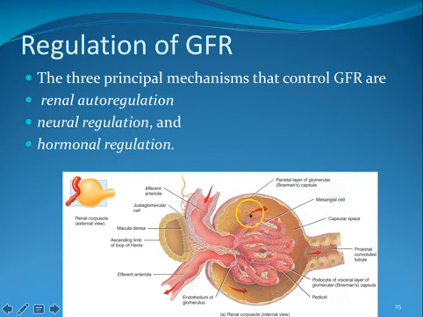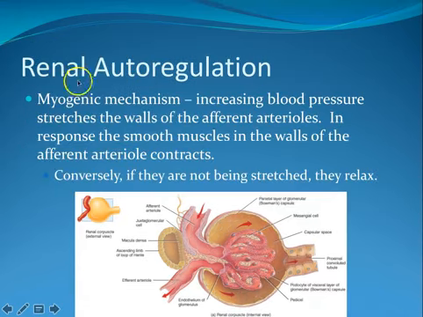Anything that gets filtered out is caught by Bowman's capsule, and then it goes down the tubules, first being the proximal convoluted tubule. And then you have here, you can see this, the ascending limb of the loop of Henle, and then the macula densa, this second group of cells here, macula densa cells. These guys will come into play in a little bit. Okay. So let's talk about renal autoregulation first.